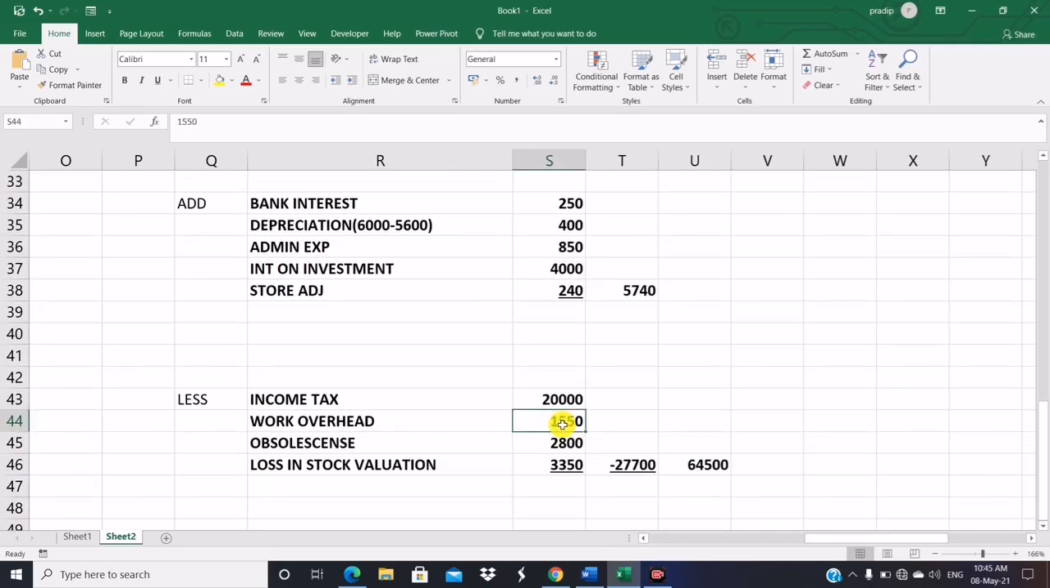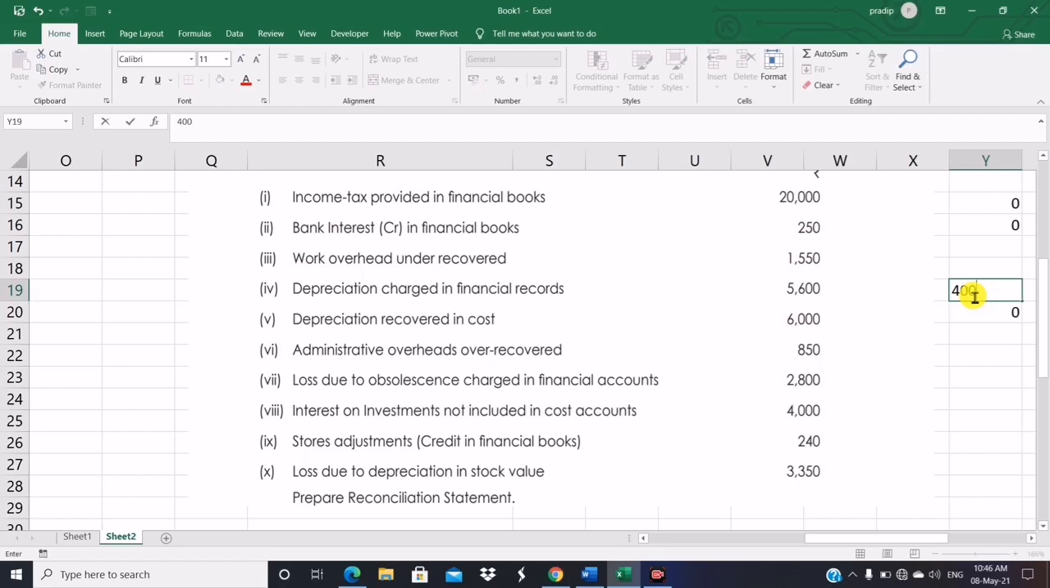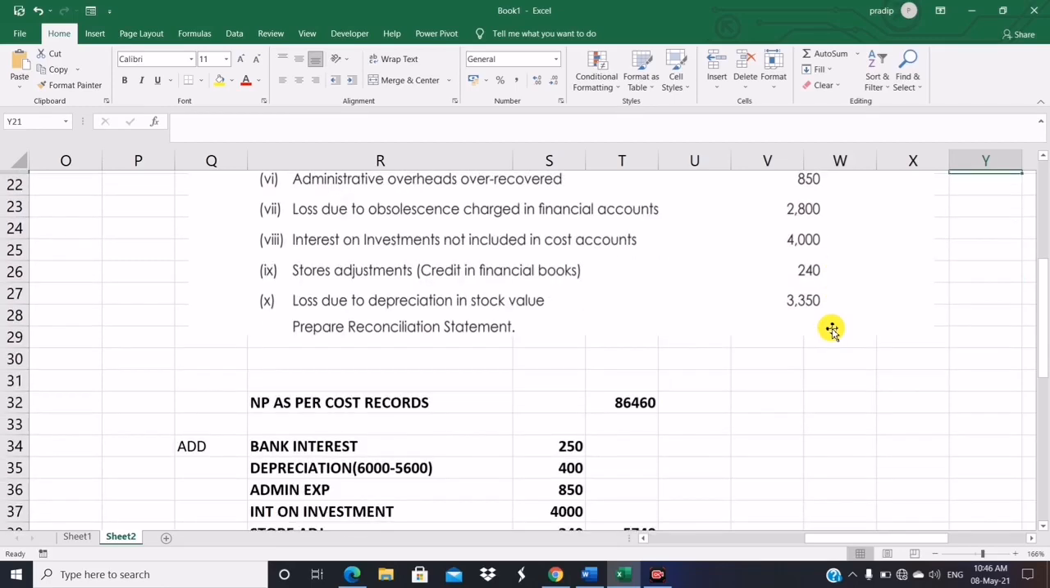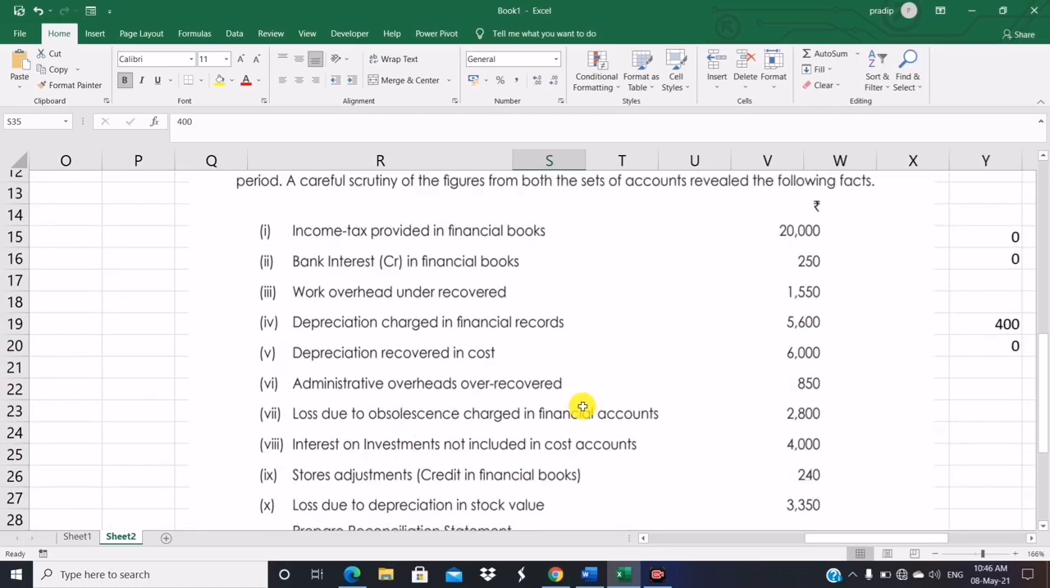So here it is mentioned as 1550. Now our next adjustment is depreciation charged in financial accounting, 5600. Depreciation recovered in cost is 6000. Sorry, depreciation in cost is 6000, depreciation in financial accounting is 5600, so the difference is 400. But we are taking costing data as a base, so in costing it is overvalued. If an expense is overvalued, what we have to do is add, as per the formula. So it is depreciation 6000 minus 5600, that is 400, we have to add.